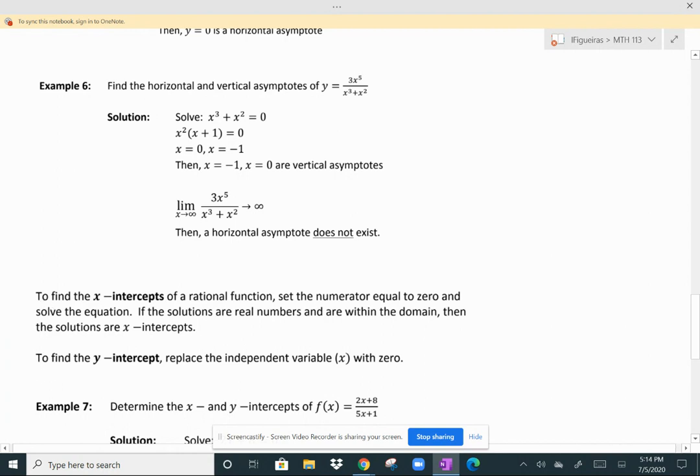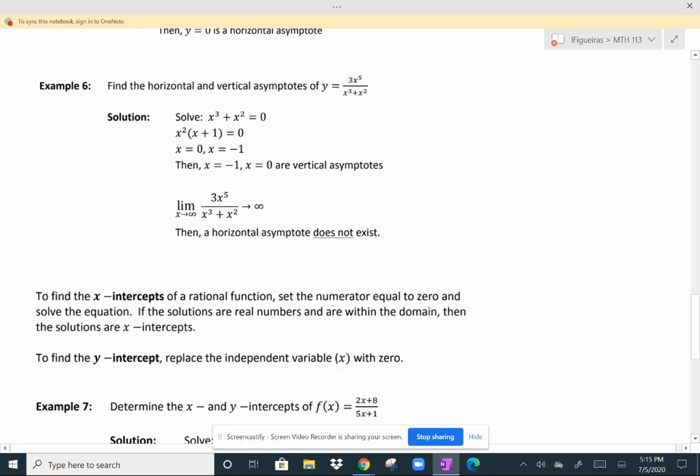So to find the x-intercept, you want to set the numerator equal to 0 and solve the equation. Because you're basically letting y equal 0, and so the only way that y will equal 0 is if the numerator equals 0. And if you get real number solutions, and those values are within the domain, then the solutions are x-intercepts. The y-intercept is easier to find because that's when you let x equal 0. And as long as 0 is in the domain, you can find the y-intercept. If 0 is not in the domain, you will not have a y-intercept.